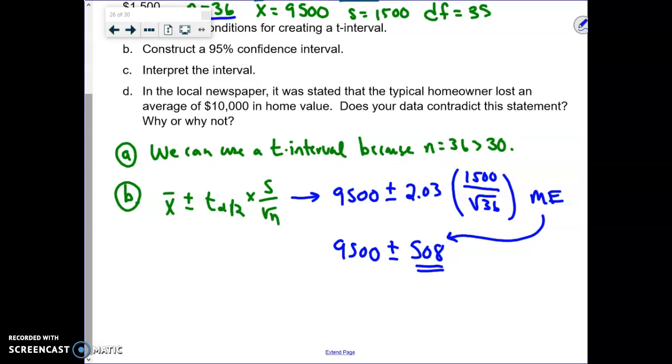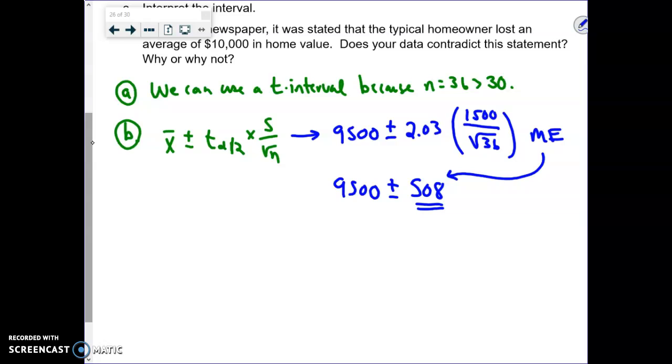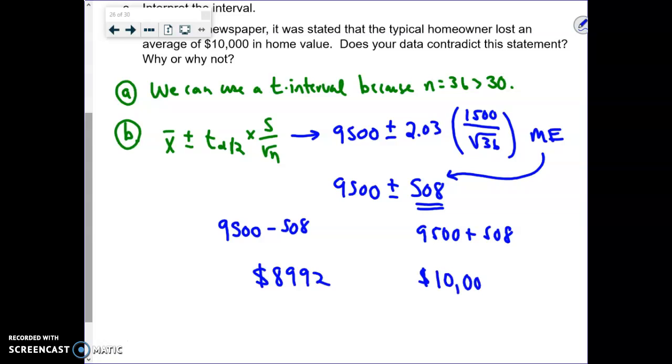Now this 508 right here, ladies and gentlemen, that is our margin of error. That value right there is your margin of error. So how do we get our two interval limits? Well, for the lower confidence limit, you take 9,500 minus 508. The upper one you get by taking 9,500 plus 508. And if you do that, here's what we get. The lower limit would be $8,992, and the upper limit would be $10,008.